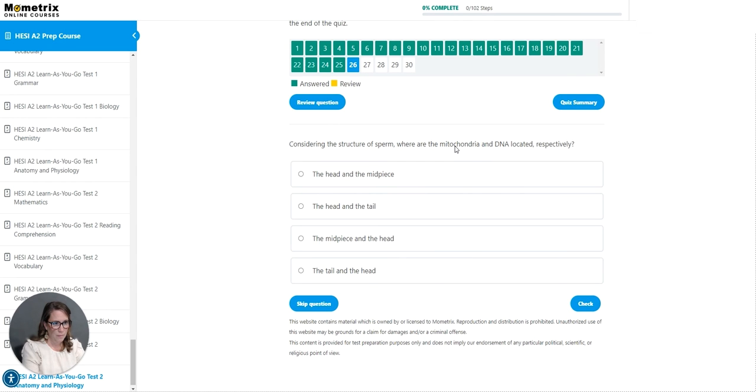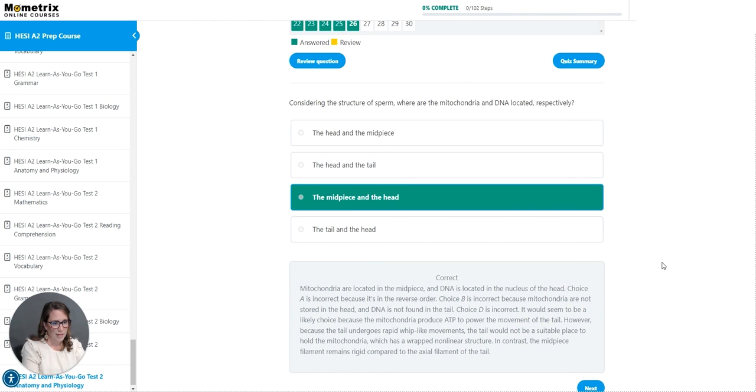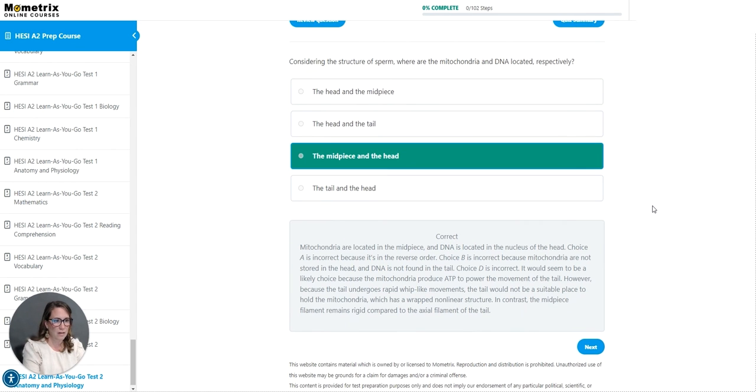Okay, so we want to make sure we're matching these up correctly. Which one would be mitochondria first? For mitochondria, we are going to choose the midpiece, and then for DNA, we're going to choose the head. Let's double check ourselves. The DNA is located in the head, so that's the important reason to make sure you're matching it up correctly. They wanted mitochondria first and then DNA, so that made these two wrong because DNA is located in the head, not the mitochondria. And last but not least, it would not be suitable to have the mitochondria in the tail based on the way that the sperm move, so that makes our third option the correct option.